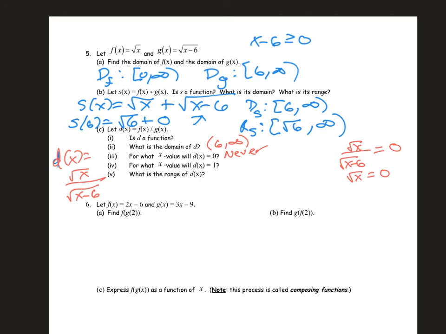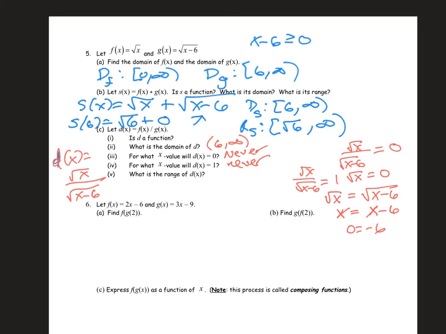What about equaling 1? Well, root x over root x minus 6, will this ever equal 1? In other words, will root x ever equal root x minus 6? And the answer, if you can't already see it, you could square both sides and see that, can I solve x equals x minus 6? And the answer is no, because the x's would cancel and you'd be left with a false statement. So this too is never.